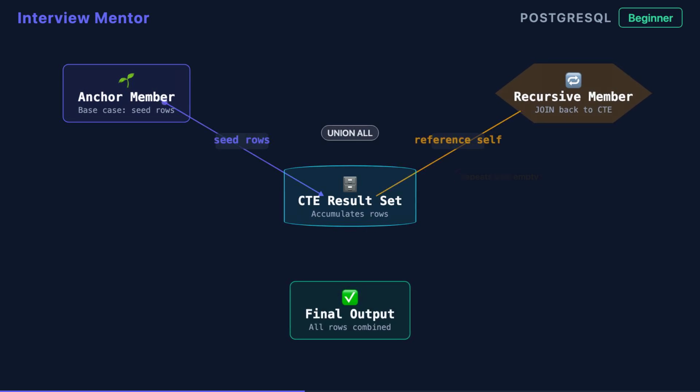CTEs also support recursion, essential for hierarchical data like org charts or file systems. A recursive CTE has two parts joined with UNION ALL. The anchor member defines the starting rows, and the recursive member joins back to the CTE itself. This repeats until no new rows are produced.